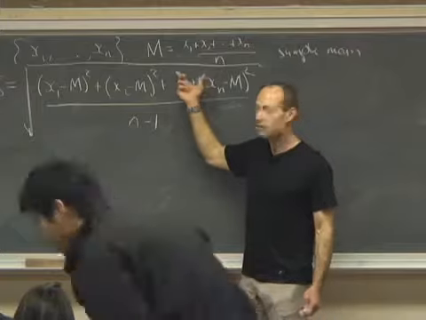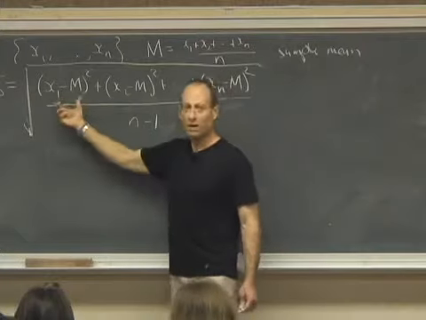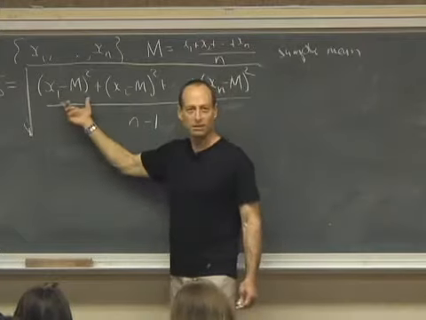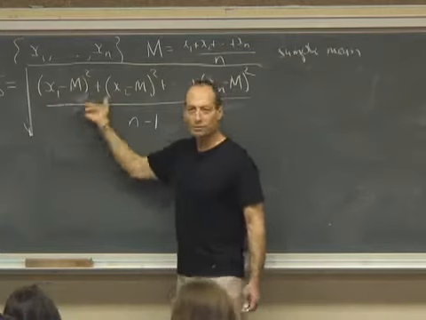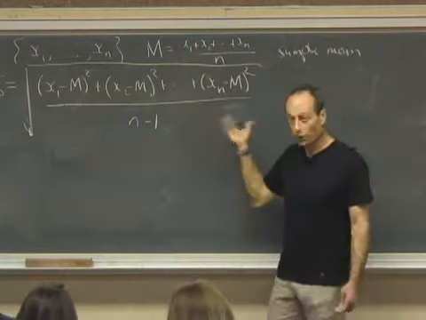Okay? So if I'm trying to figure out how scattered things are around the mean of the box to find the SD of the box, but I don't know the mean of the box, and instead I plug in the mean of the sample, the scatter around the mean of the sample is going to tend to be a little too small.